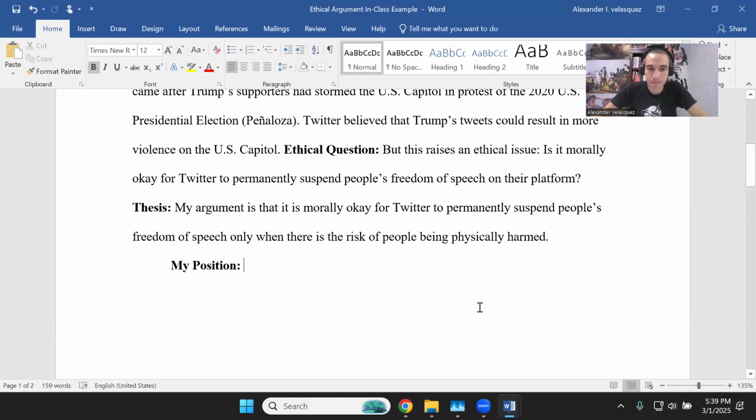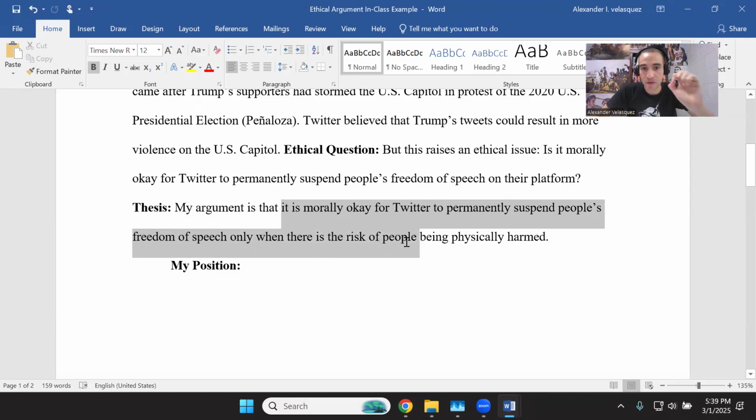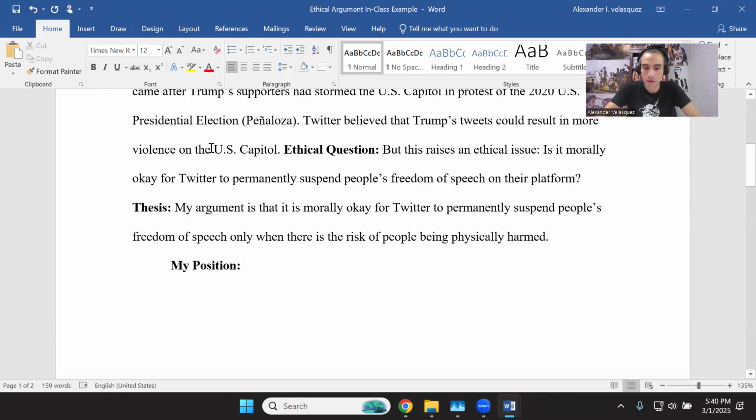So I'm going to say, here's my position, right? I say here, it is morally okay for Twitter to permanently suspend people's freedom of speech only when there is the risk of people being physically harmed. So my position, so I'm going to start off here. Philosopher John Stuart Mill explained that people should be free to say whatever they want.